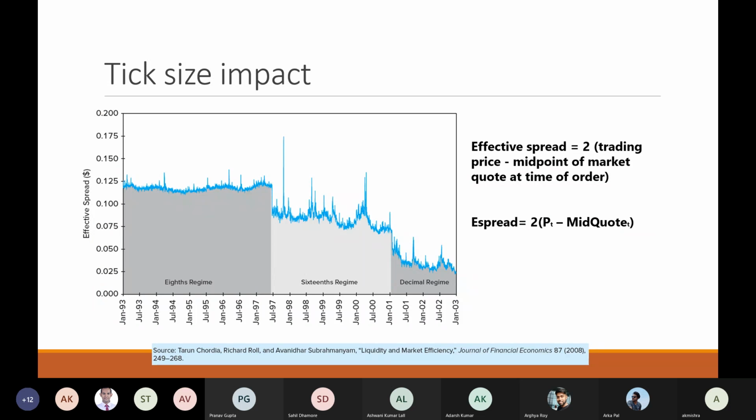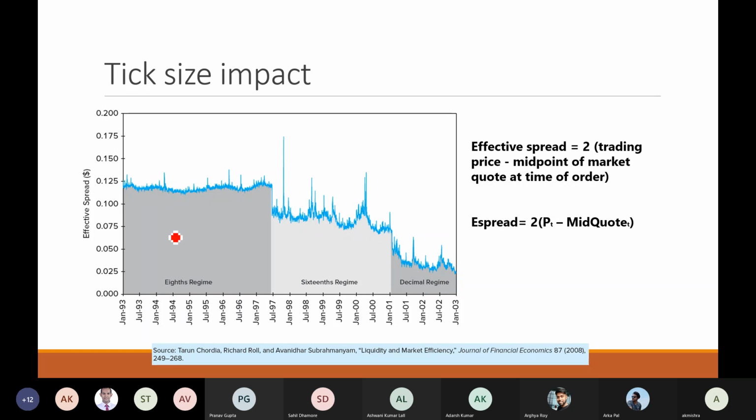And this is very interesting. This is a paper by Chordia, Roll and Subrahmanyam. It is related to market efficiency. And what has happened in the US, basically there were three regimes. Up to 1997, the tick size, if you remember, I said that in India the tick size is 5 paise. So if you want to modify your price level, you will have to modify in steps of 5 paise.